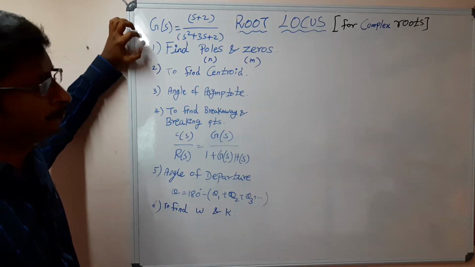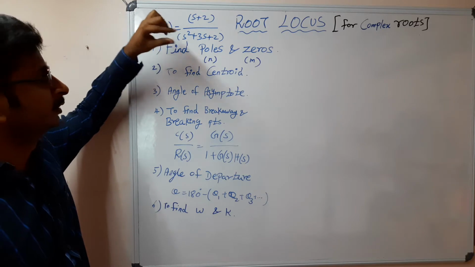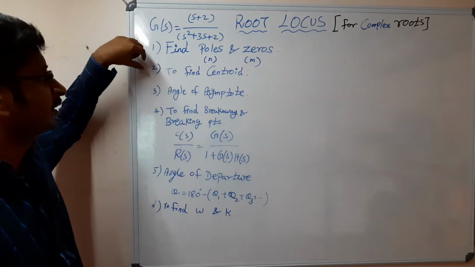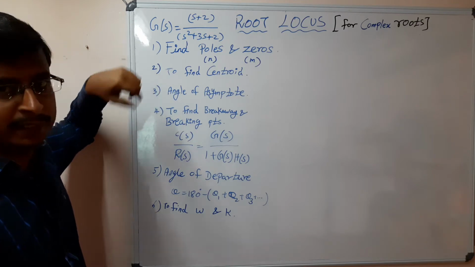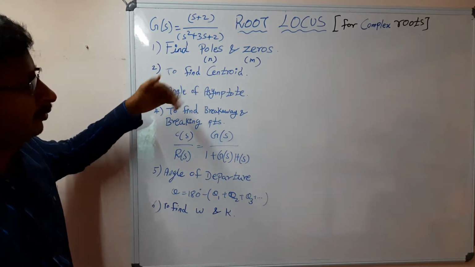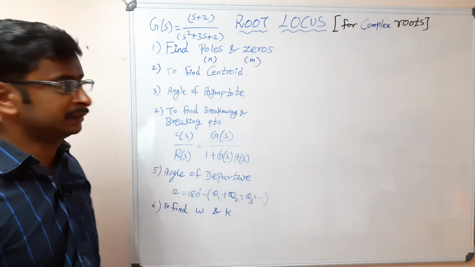Step number 1, as in the case of your real roots, find the poles and zeros, n and m. Step number 2, find the centroid. Step number 3, find the angle of asymptote. The formula for angle of asymptote is plus or minus 180 (2q plus 1) divided by (n minus m).